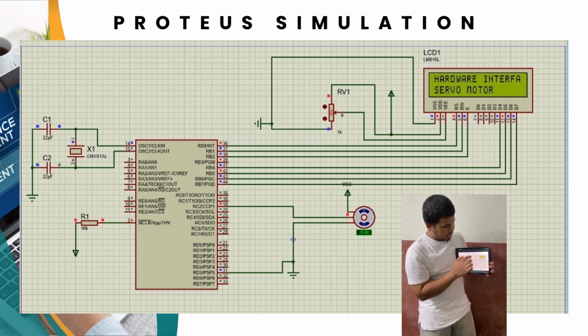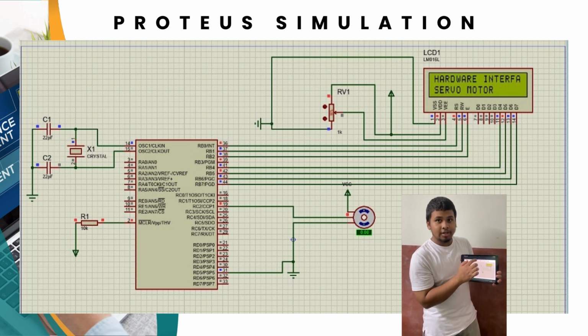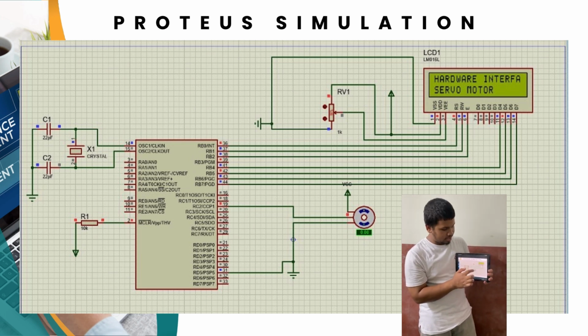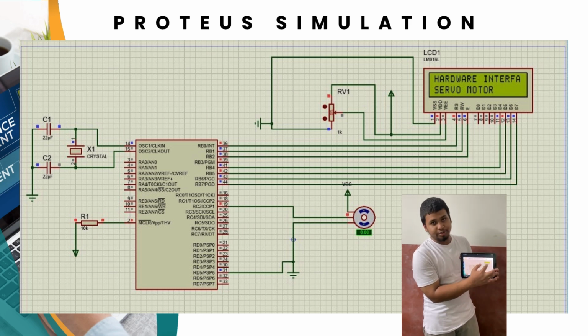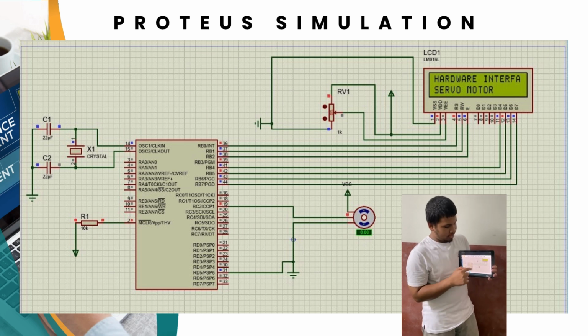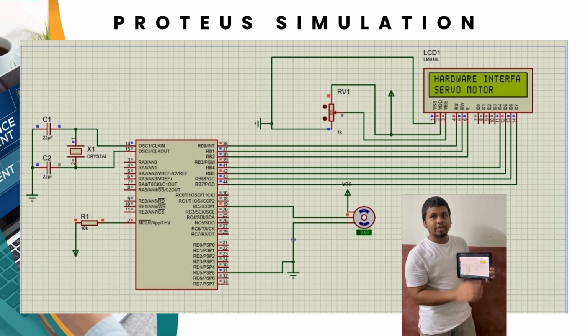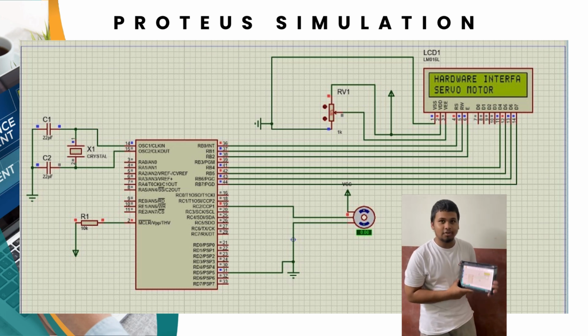Following on, the servo motor will return back to its initial angle at 0, which will then get us back to hardware interface servo motor. It will either rotate again over and over, or we can stop it and it will return to its initial position at 0 degrees. So that's all from me. Thank you.